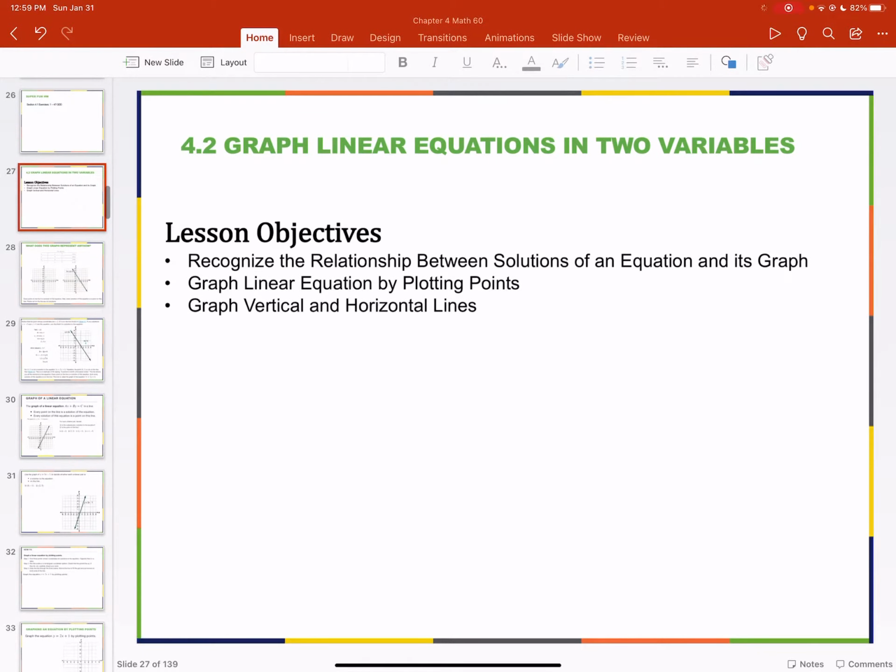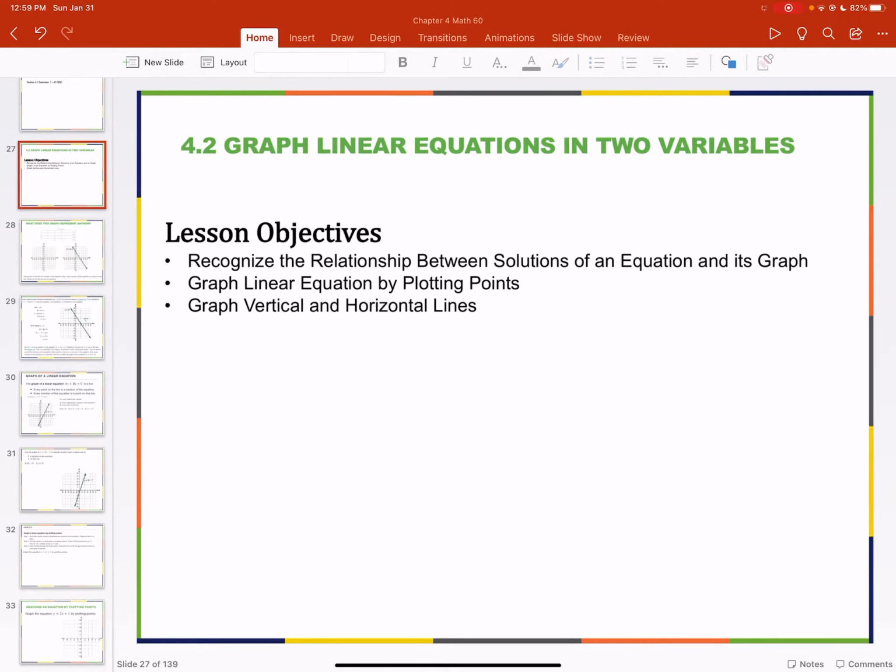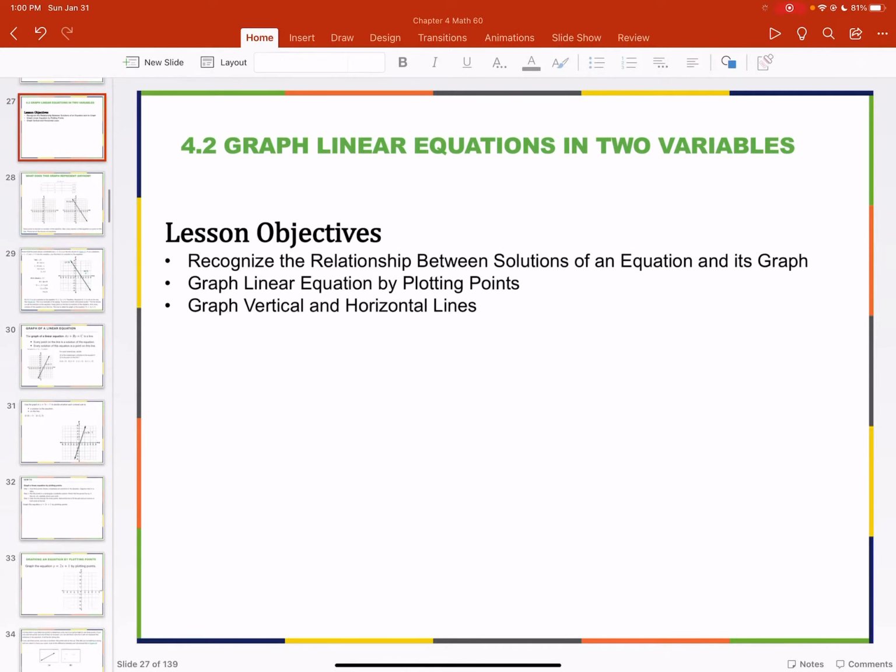Hi everyone, welcome to section 4.2, which deals with graphing linear equations in two variables. So what are the objectives of this section? Recognize the relationship between solutions of an equation and its graph. Also graphing linear equations by plotting points, and then graphing vertical and horizontal lines.